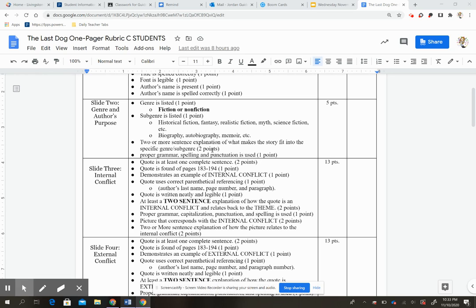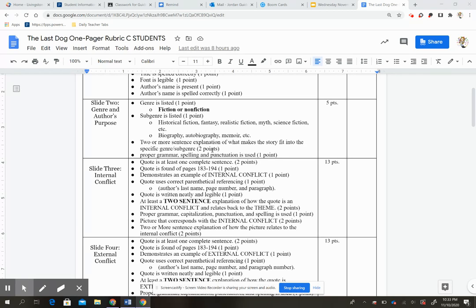So it says your quote is going to be at least 1 complete sentence, which is 2 points. You're going to have a quote that is found anywhere in the story from 183 to 194. So a quote that's going to show internal conflict. So your quote is going to have to make sure it points out that the conflict is internal, and it's going to use correct parenthetical referencing. That means that you have quotation marks before and after your quote, and you have correct parenthetical referencing, which is going to be author's last name, comma, page number, comma, paragraph number.